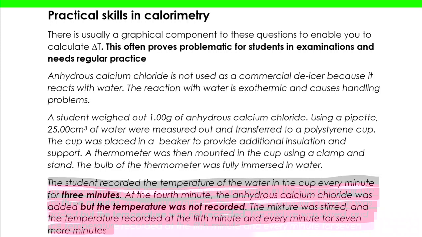So we take the temperature of just the liquid for 1, 2, 3 minutes. On the 4th minute, we add the calcium chloride in this case. And then at the 5th minute, we start reading again. And I'm going to go through the reasons why we do that, and I'm going to get you to try to think about why we do that.